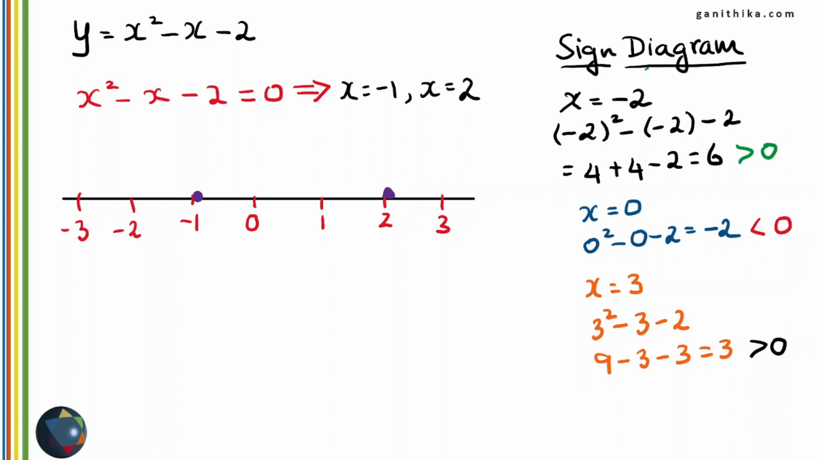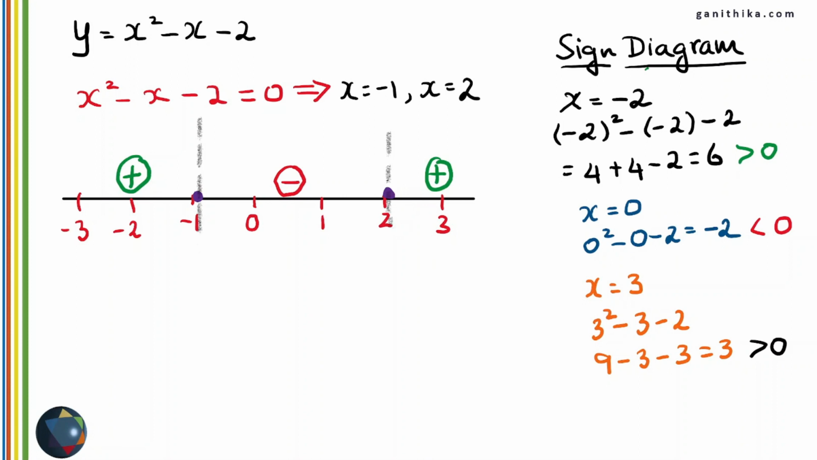Considering any number less than -1, the value of the equation is going to be positive. Considering any number between -1 and 2, the value of the equation is going to be negative, and any number beyond 2 is going to give a positive value, as seen by these 3 randomly chosen numbers. So this is the sign diagram. For x² - x - 2, the value is going to be positive at the 2 ends of the number line, less than -1 and more than 2, and between -1 and 2, the value is going to be negative.